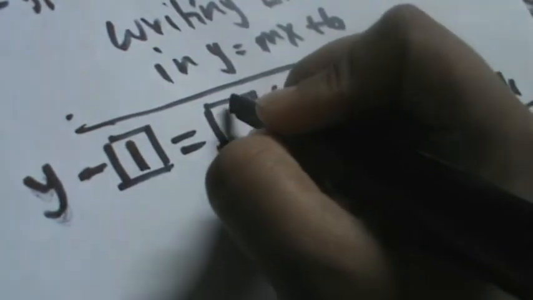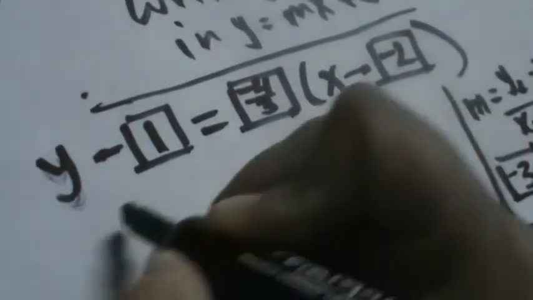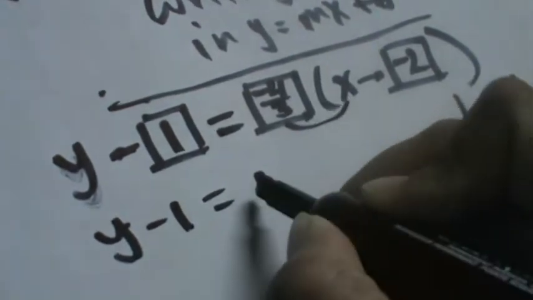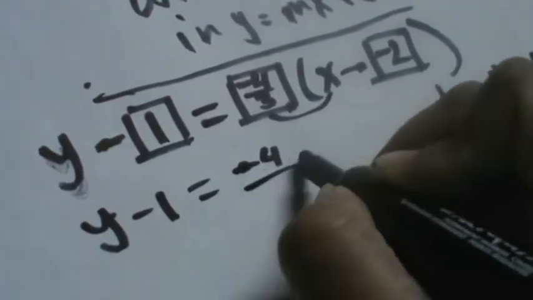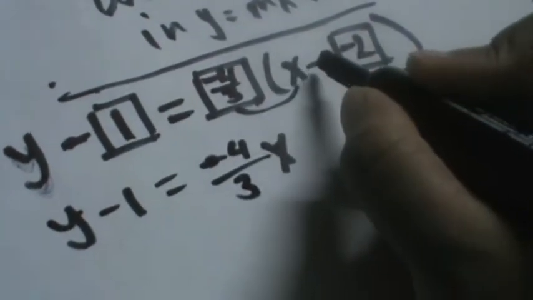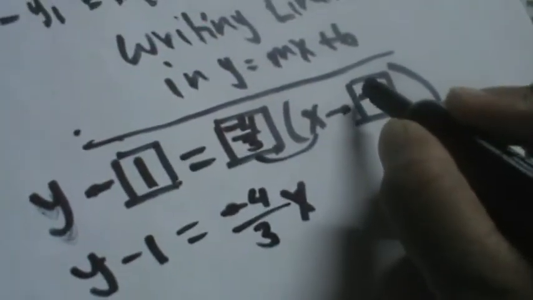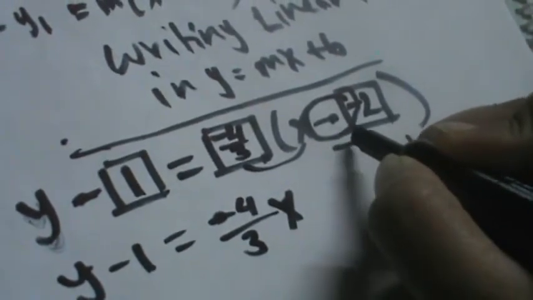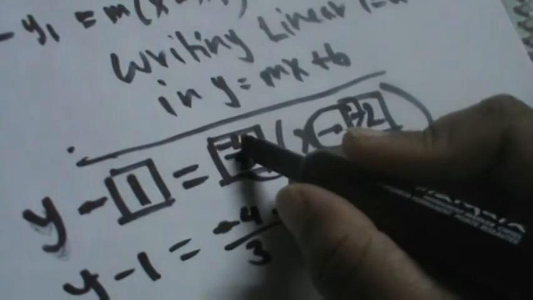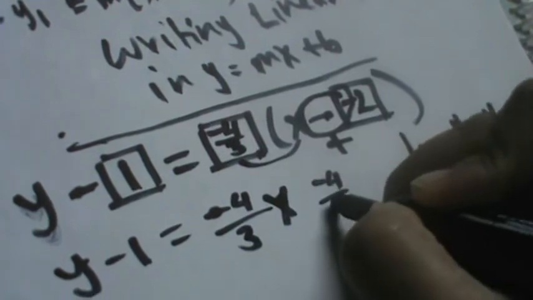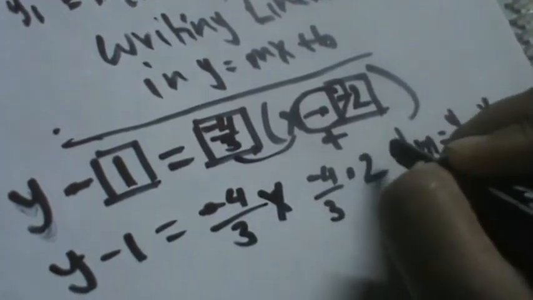So we have -4 over 3. Let's work this out. We're going to do the distributive property. So y minus 1 equals -4 over 3 times x. Now watch out for the sign. I have a minus and a negative, and that should turn into a plus. I always circle them whenever I see two signs together next to one another. So this is plus 2. So you have -4 over 3 times +2.